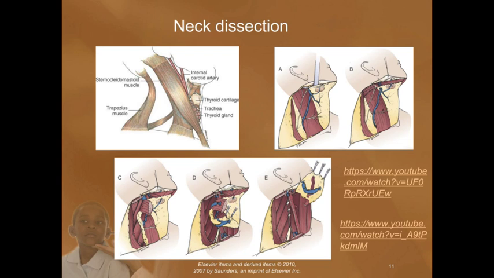Neck dissections are done to remove the affected structures of the lymph nodes to halt the spread of disease. Many head and neck cancers metastasize to the cervical lymph nodes. The radical neck dissection involves the removal of all cervical lymph nodes and surrounding structures, including the spinal accessory nerve, the internal jugular vein, and the sternocleidomastoid muscle. The modified neck dissection is the removal of the neck contents except for the sternocleidomastoid muscle, internal jugular vein, and 11th cranial nerve.